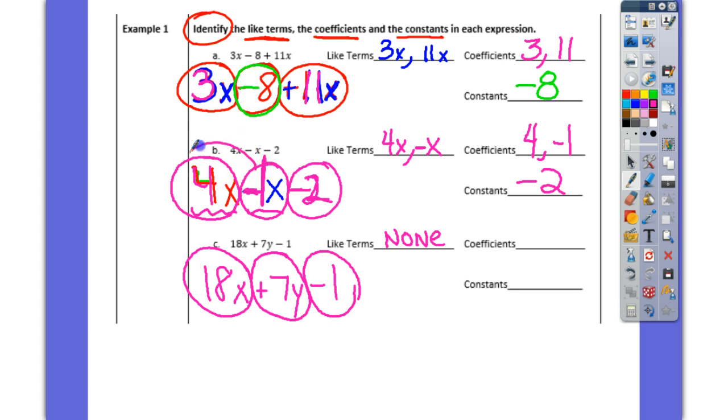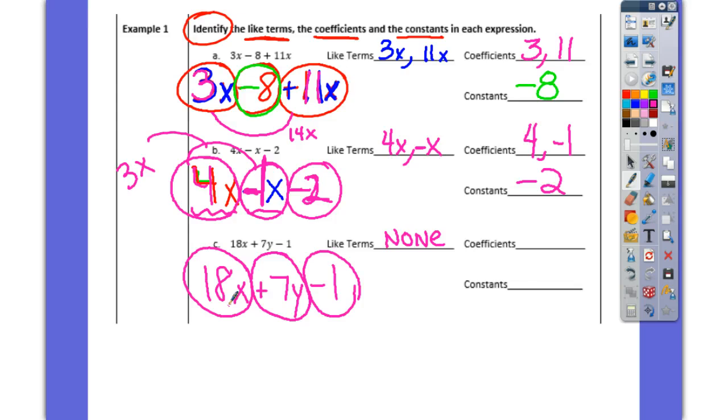See, up here, I could put these like terms together and get what? What's 4x minus 1x? 3x. I could put these together and get what? 3x and 11x is 14x. I can turn that into 14x. That's where combining like terms comes into play today. But here, I cannot combine any of those. I can't add them or subtract them. I could multiply them or divide them, but that's it.